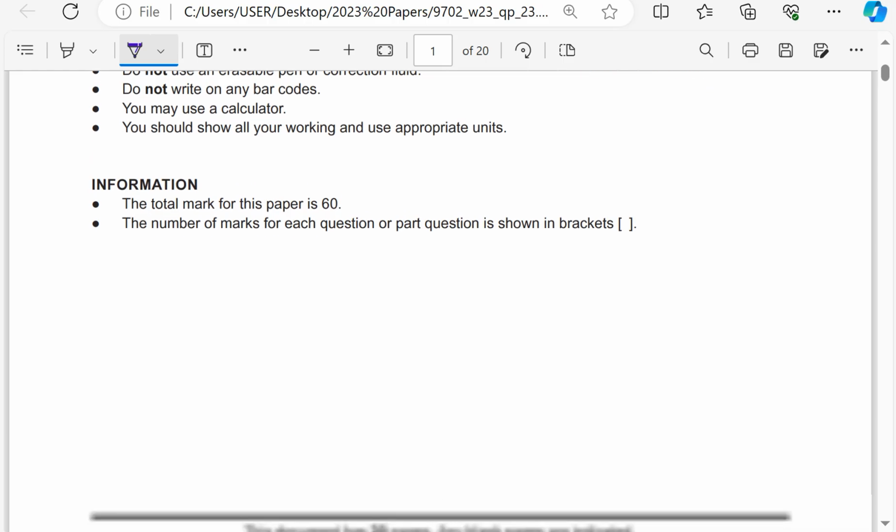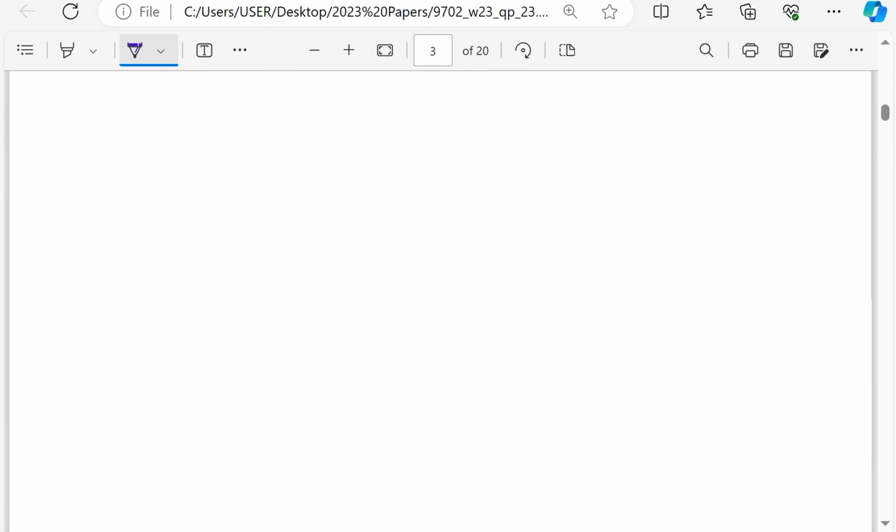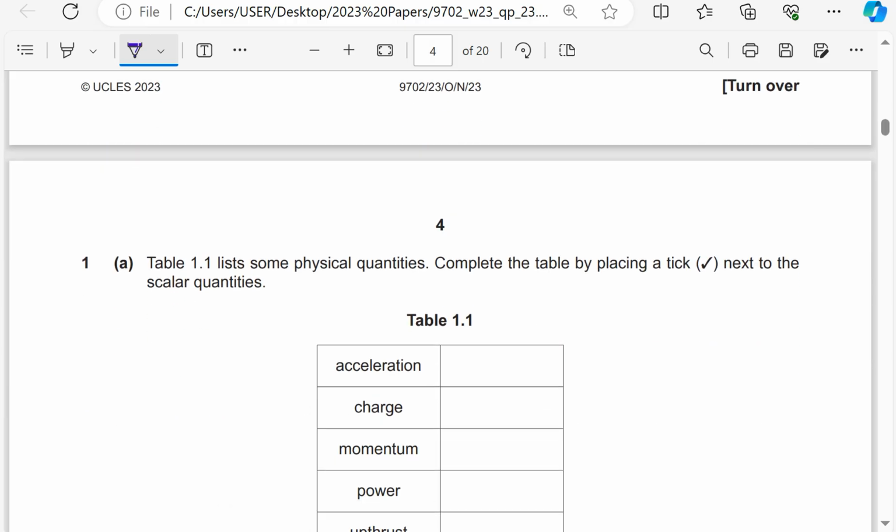I'll not go through the instructions. We now know the instructions. You can read through the instructions and check out the constants. I'll go straight to the first question.